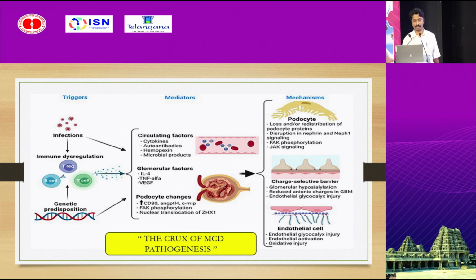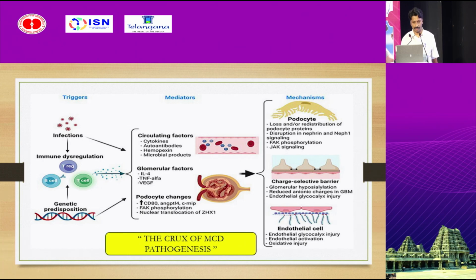So there are a group of triggers which set into motion a group of multiple pathways which are mediated by multiple mediators, which lead to multiple mechanisms at the end organ level. That can involve the podocytes, that can involve the charge selective barrier, and also it involves the endothelial cell. So either infections or some toxins can cause some amount of dysregulation in a genetically predisposed individual, leading to multiple mediators release, thereby leading to the end organ effects.